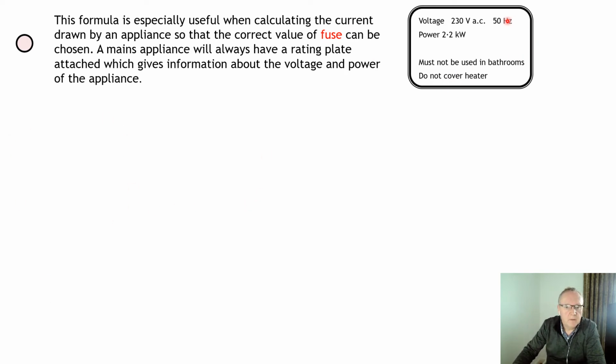Just a wee quick thing about this picture here. This image is of what's called a rating plate. Every appliance that's sold in the UK, probably Europe-wide, I'm not sure, must have a rating plate on it. And the rating plate will give what voltage it should be used at, it gives the frequency of the AC, the power, and there'll be other information on there like not to be used in bathrooms, so it's probably something to do with a hairdryer or something like that, possibly. So the formula that we've just been learning about enables you to calculate the correct value of fuse that can be chosen.